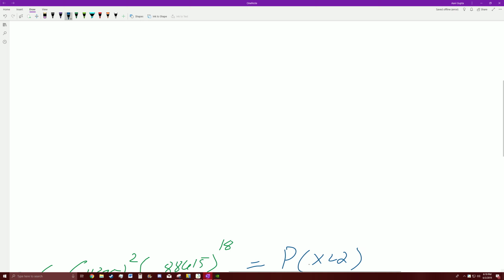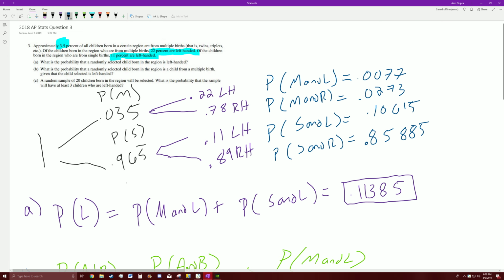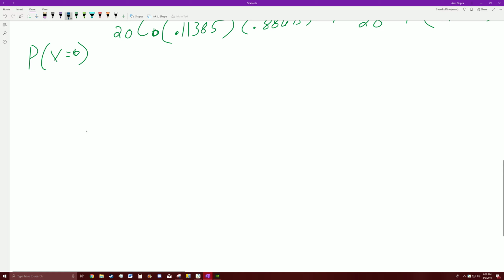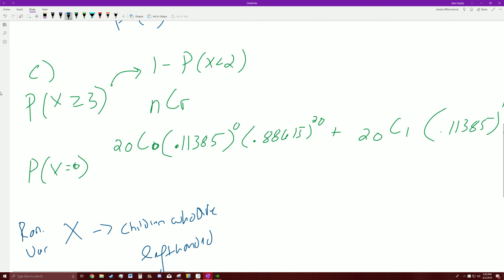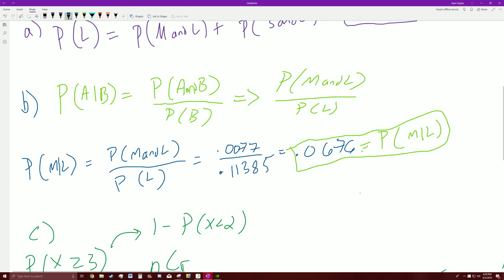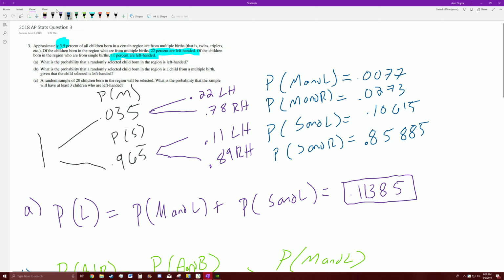So you could just say quickly, let's go back up to the question. A random sample of... okay, what is the probability that the sample will have at least 3 children who are left-handed? So we can just say: random variable X is the number of children who are left-handed. And then you apply your conditions on that, which we already did. We applied this greater than or equal to condition. There you go. This is sufficient work for AP Stats, Question 3 from the 2018 exam.